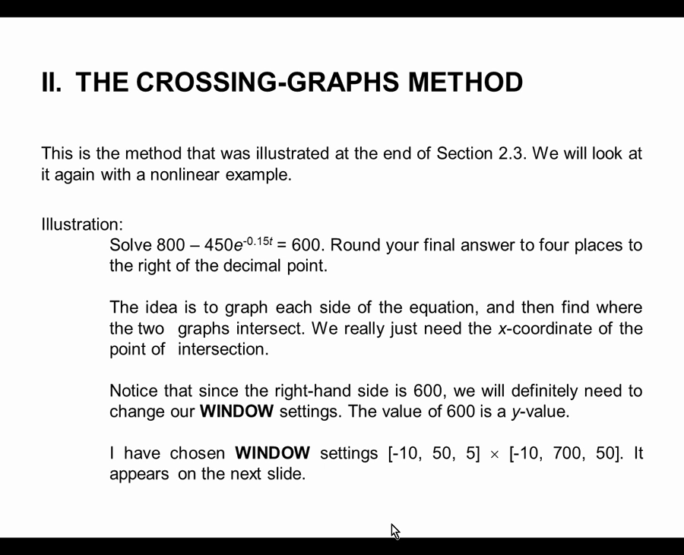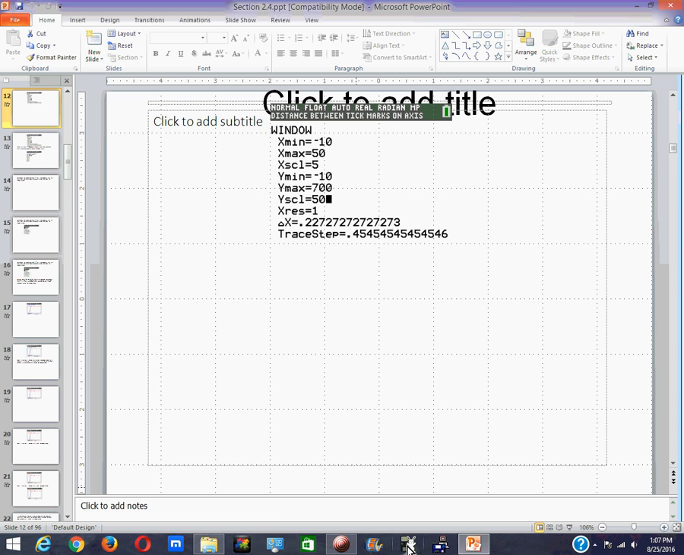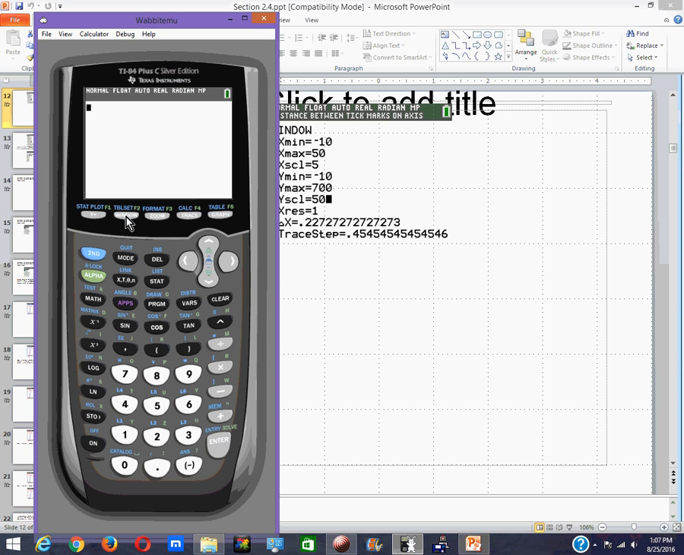So I've chosen window settings of negative 10, 50 by negative 10, 700. It appears on the next slide. Okay, so let's go ahead and put that into our calculator so we can play along here. So I'm going to take out the calculator. Window. So the negative 10 is already there. Change our x max to 50. Our x scale is 5. Our y min I leave at negative 10. The y max I'm putting at 700. And I'm changing my y scale to 50 as well.